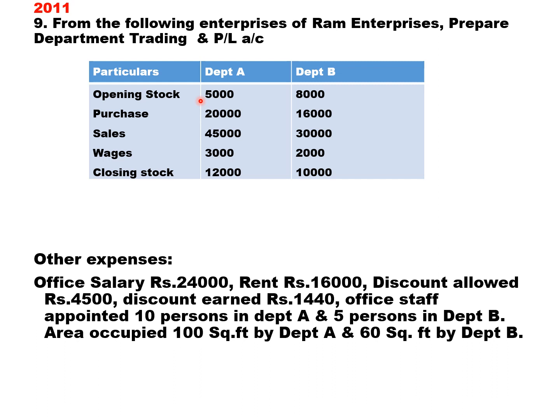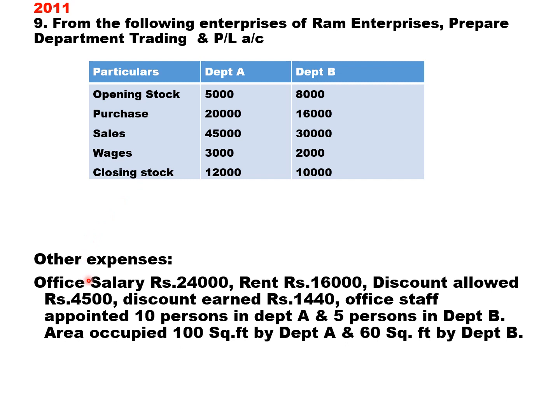They have given opening stock of Department A and B, purchases of Department A and B, sales of Department A and B, wages of Department A and B, closing stock of Department A and B. So this is to be taken as it is in the trading account. So the question of distribution does not arise because they have given specifically for each department.